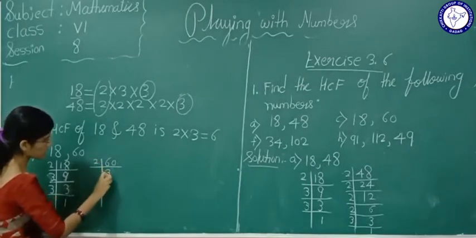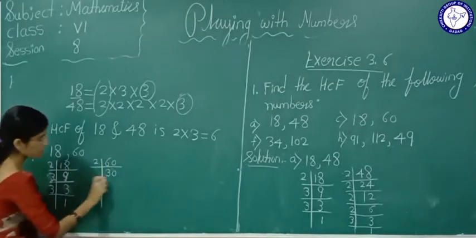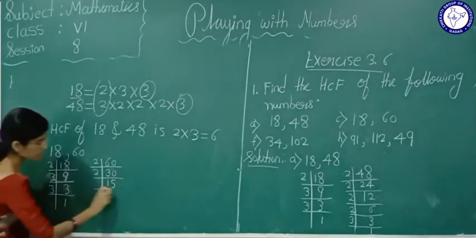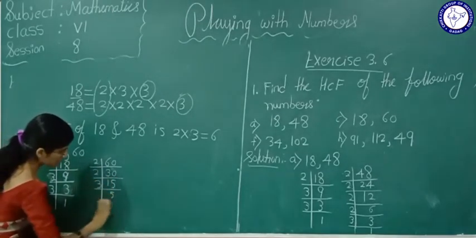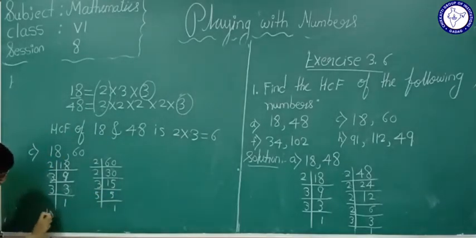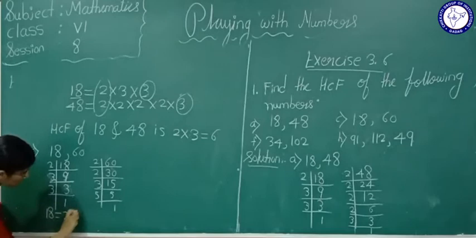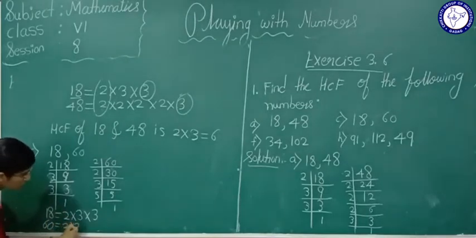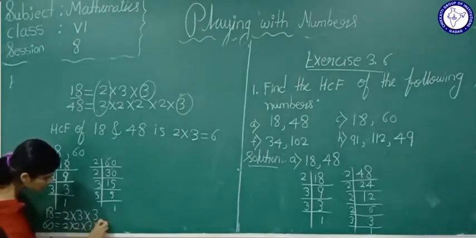2 30s are 60, right? 2 15s are 30. 3 5s are 15. 5 1s are 5. Okay. What is the prime factorization of 18? It is 2 multiplied by 3 multiplied by 3. So what is the prime factorization of 60? It is 2 multiplied by 2 multiplied by 3 multiplied by 5.